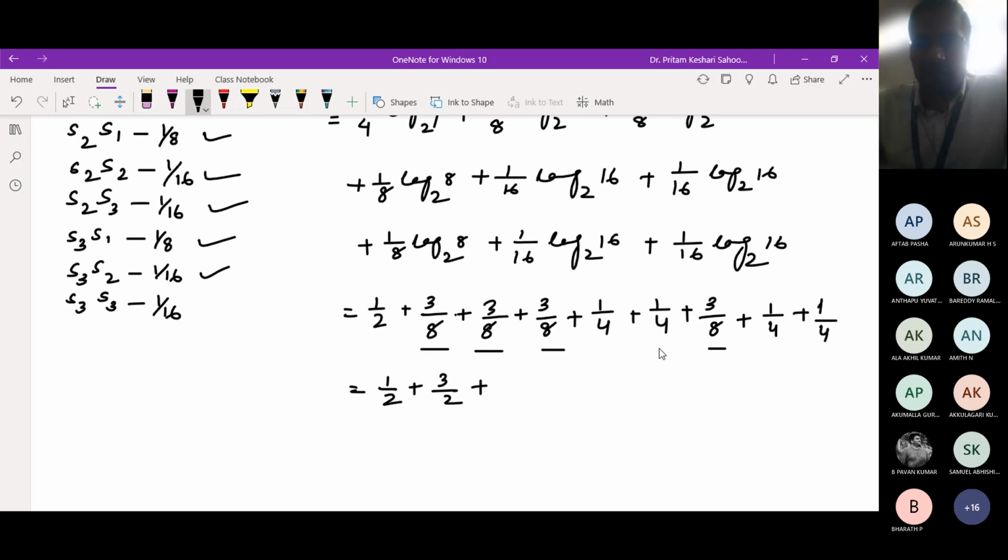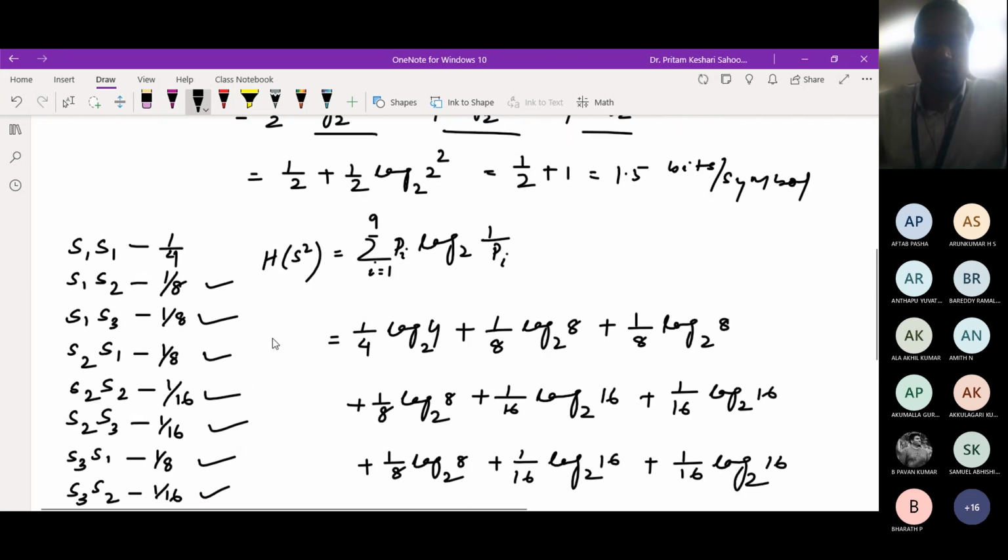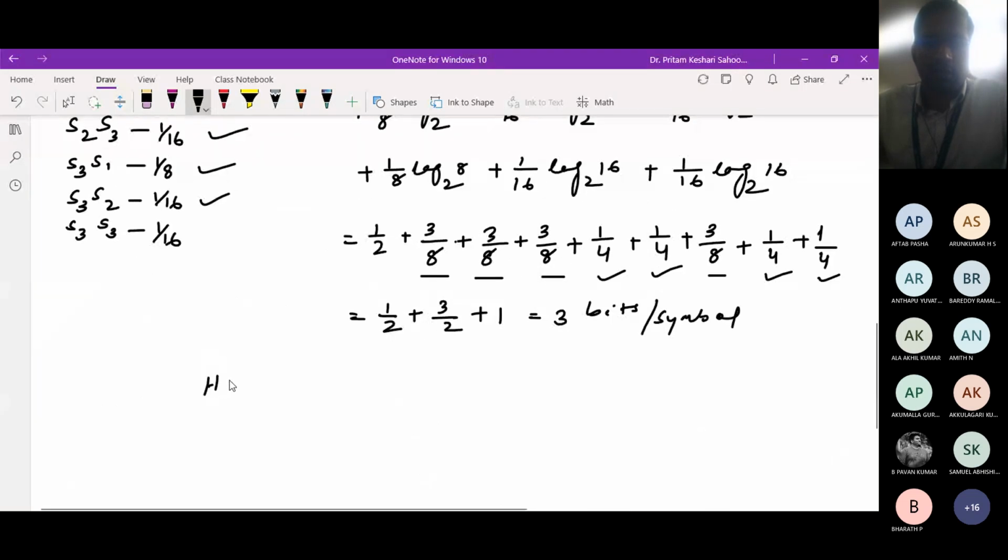Plus you have 1 by 4, 1 by 4, 1 by 4, 1 by 4. How many 1 by 4s do you have? 4 1 by 4s. So that means 4 into 1 by 4, you will have 1. So what does this summation give? 1 by 2 plus 3 by 2 will be 2, plus 1, it will be 3. So 3 bits per symbol. So what we got, the value of H(S squared) is equal to 3 bits per symbol.